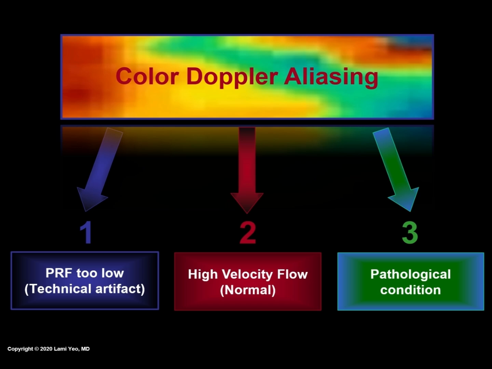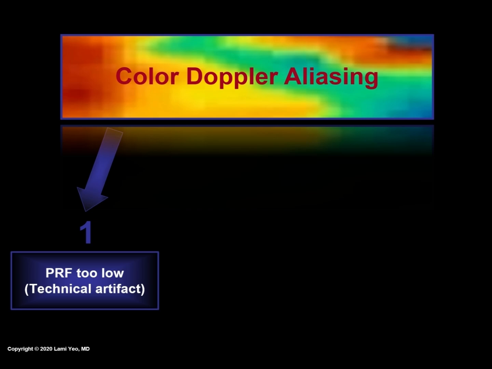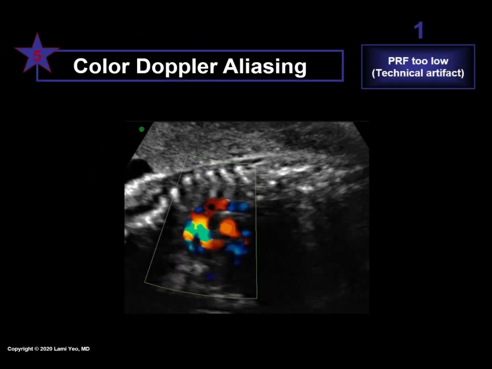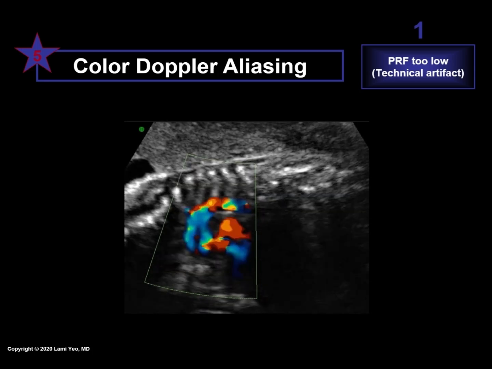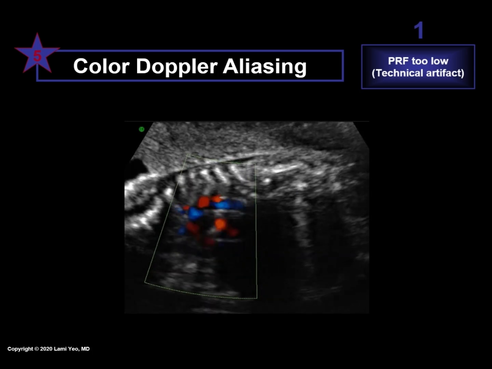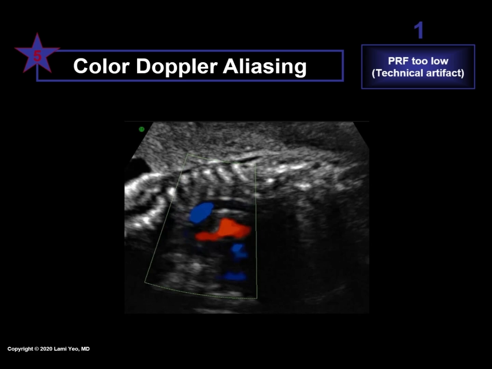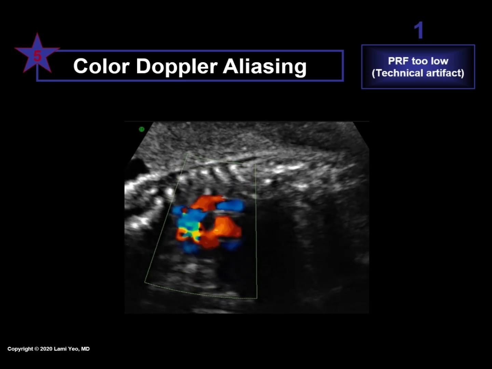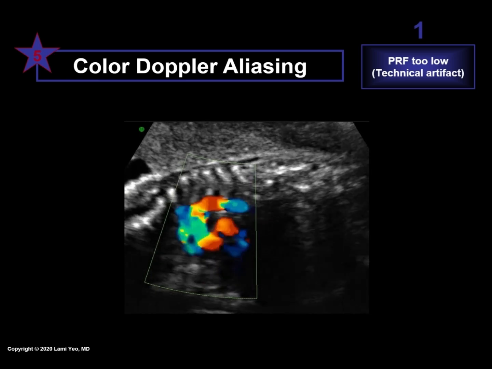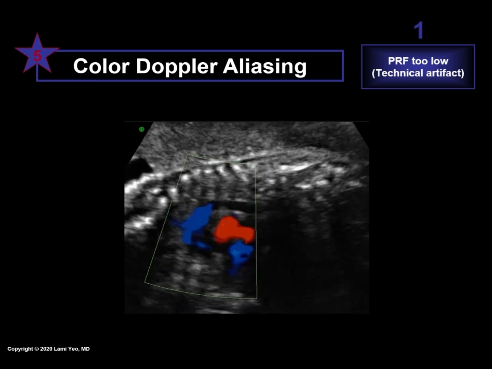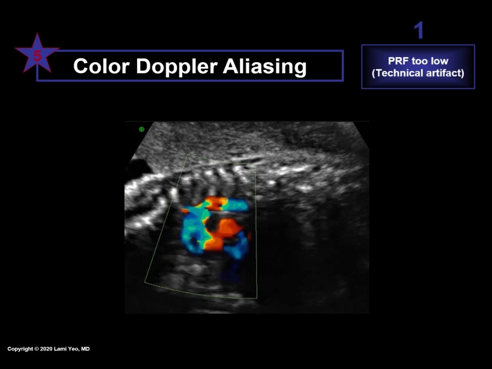We will now present examples of each situation shown above. Let's first discuss color Doppler aliasing that occurs because the PRF is too low. Here is color Doppler interrogation of the aortic arch, in which there is high velocity flow present. Therefore, the PRF should be increased to depict the appropriate color signal. However, the operator set the velocity scale too low, and as a result, there is aliasing.